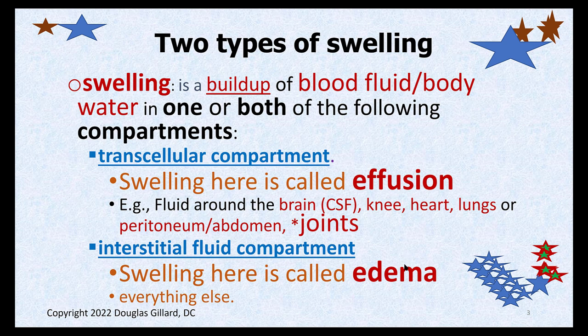Swelling is a buildup of blood fluid or body water, whatever you want to call it, in one or both of these compartments. If you get a buildup of body water in the transcellular compartment, which we talked about last time, like the knee joint, the ankle joint, the sac around the brain, the pericardial cavity, the pleural cavity, the peritoneal cavity, that would be an effusion. It's still the same thing, a buildup of body water. If it happens anywhere else, like in the skin, like that first picture that we saw, or anywhere else outside a joint, it's called an edema. If it's inside a joint, it's an effusion, as we'll hit here in a minute.